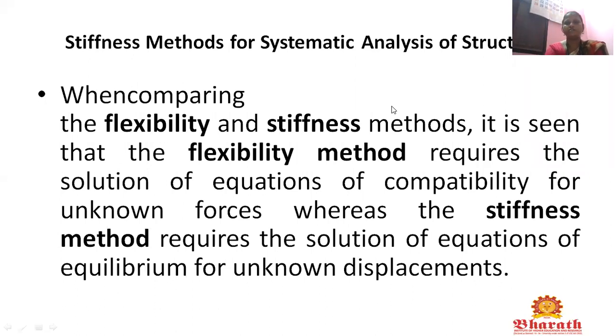Next we are going to see the stiffness method for systematic analysis of structures. When comparing the flexibility and stiffness methods, the flexibility method requires a solution of equations of compatibility for unknown forces, whereas the stiffness method requires a solution of the equations of equilibrium for unknown displacements. So this is the stiffness method for systematic analysis of structures when comparing flexibility and stiffness methods.